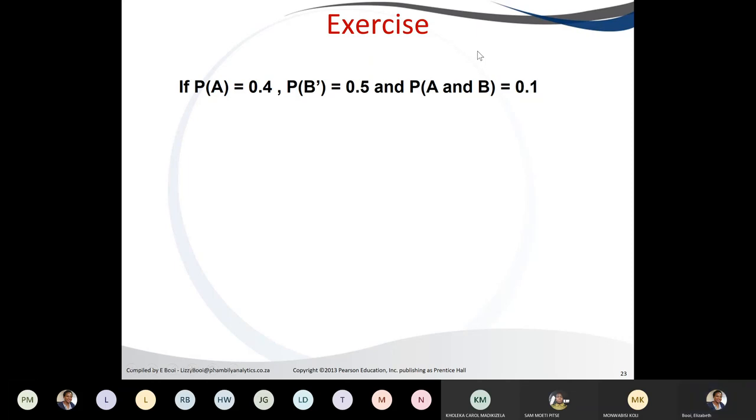So let's say in the exam, they give you a question and they say, if the probability of A is 0.4, the probability of a complement of B is 0.5, and the probability of A and B is 0.1. Which of the following statement is incorrect? And they give you a whole lot of statements that you need to answer. You need to be able to know what you need to do with those statements that they have given you. For example, if you look at this, they have given you a complement of B, so therefore you should be able to calculate the probability of A.